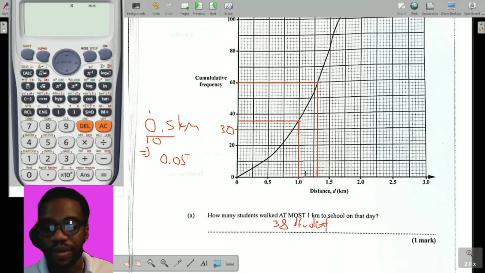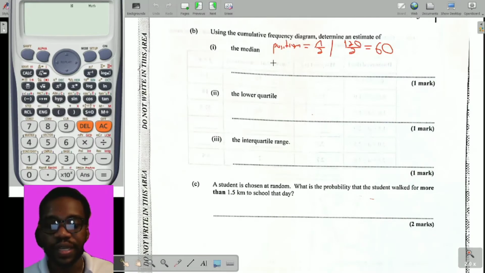So let's go up by 2. I went up by the little lines. Let's go up by 2 of them. So I have 1, I have 1.1, 1.2, 1.3, 1.4, 1.5. So it's 1.3. So let's go to the next page. So the median, which I'm going to call Q2, is equal to 1.3 kilometers.